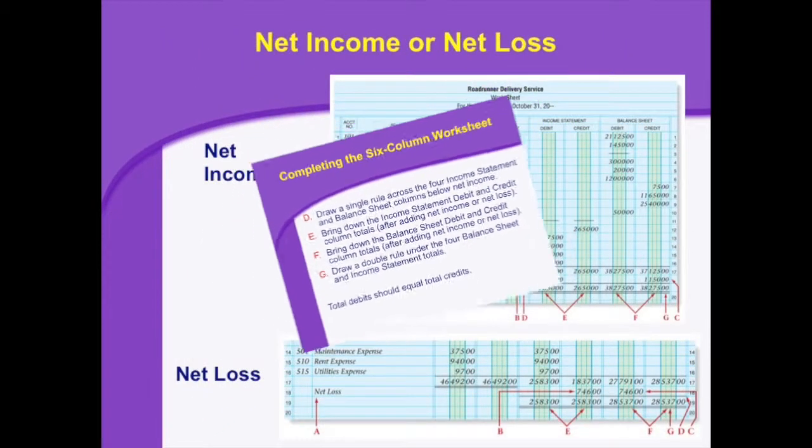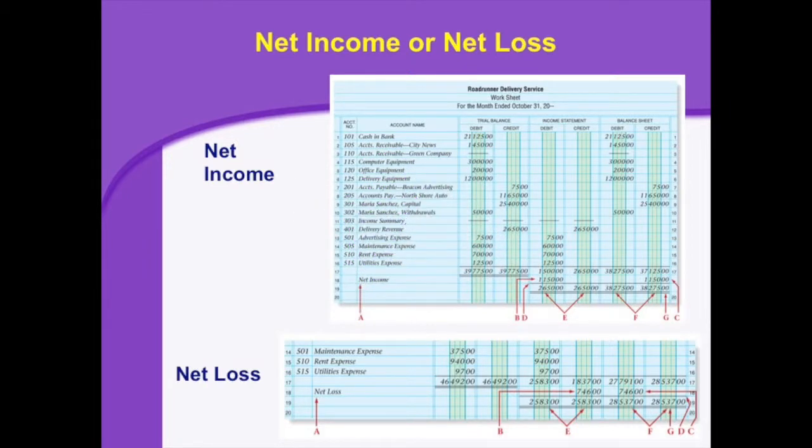Net income and net loss are reported on the income statement and balance sheet sections of the worksheet. If you look where the A is indicated, that is where you will write either net income or net loss. You will leave a blank line above that entry in order to leave room for the totals on the trial balance. Then if you move to B, that is where you will report your net loss or your net income.